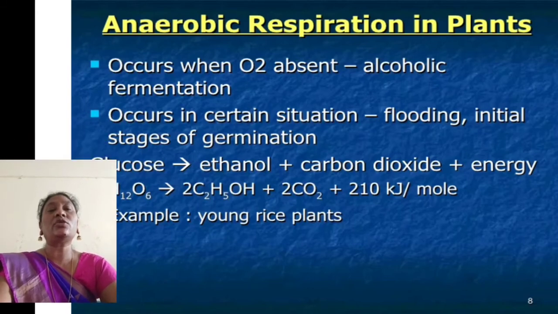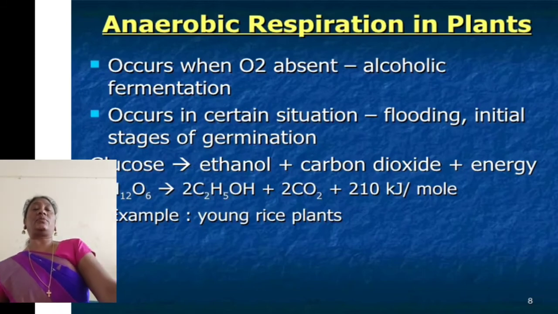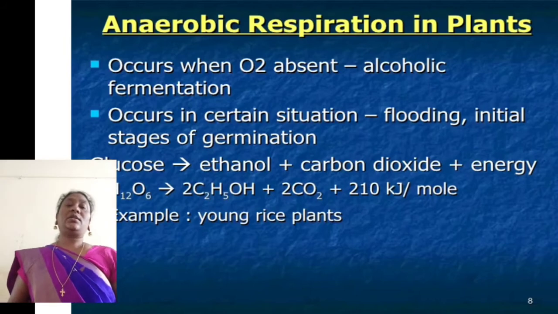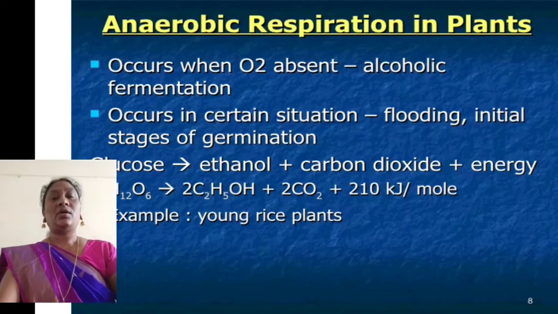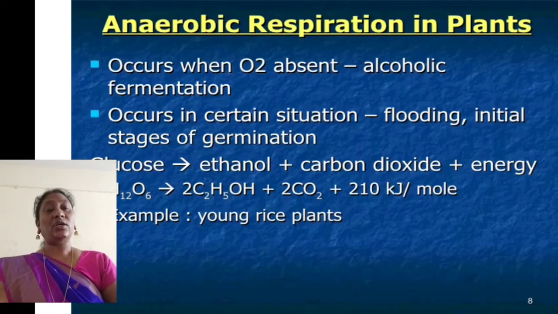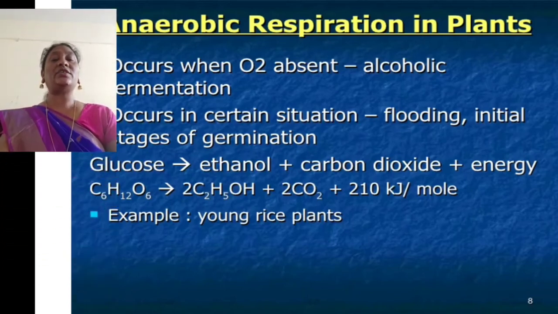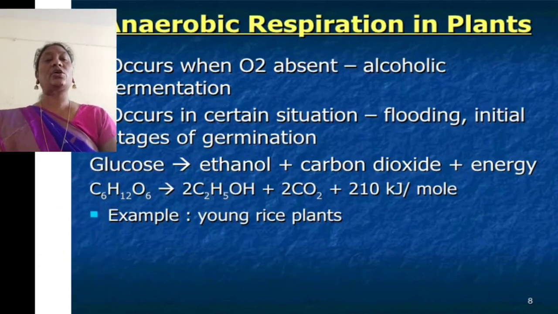Coming to the anaerobic respiration in plants, it occurs when the oxygen is absent. Alcoholic fermentation: we can see the preparation of beer, preparation of wine, grape wine. It is the best example for plants' anaerobic respiration. It occurs in certain situations: flooding, initial stages of germination. And the glucose converts into ethanol plus carbon dioxide plus energy.